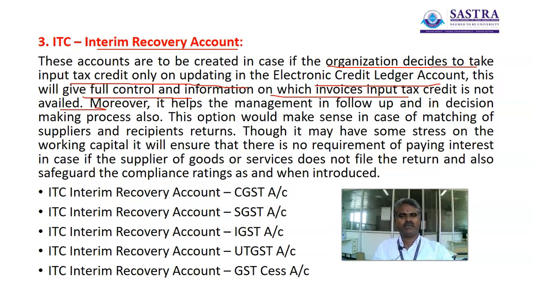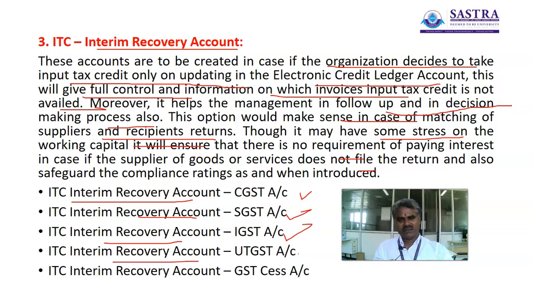Moreover, it helps the management in follow-up and the decision making process also. The option would make sense in the case of matching the receipt and return, though it may stress working capital. So here you have to pass entries for ITC interim recovery account for CGST, ITC interim recovery account for SGST, ITC interim recovery account for IGST, ITC interim recovery account for UTGST, and for GST cess.